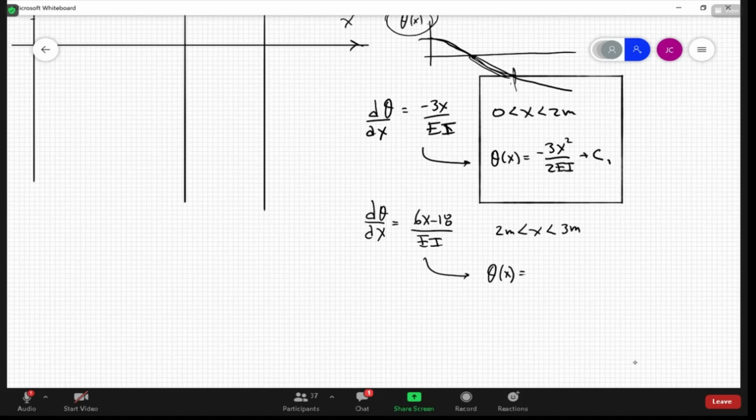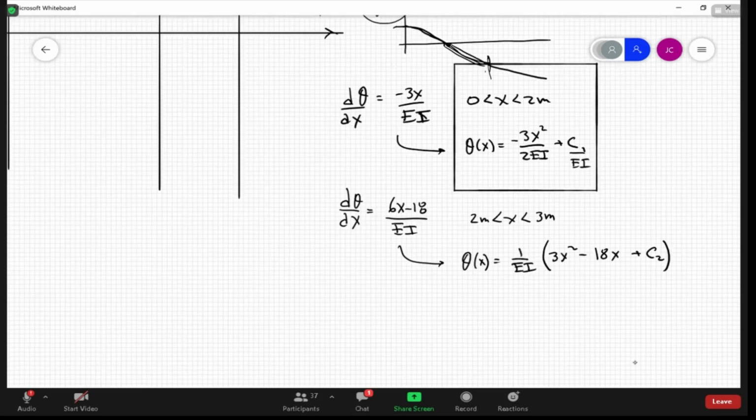1 over EI, 6x squared on 2, which is 3x squared, minus 18x, plus, again, a constant of integration. I'll put the constant of integration right here. Actually, it's usually easier if we put the constant of integration inside. So I'm going to put EI over this constant of integration too, just to make life easier.